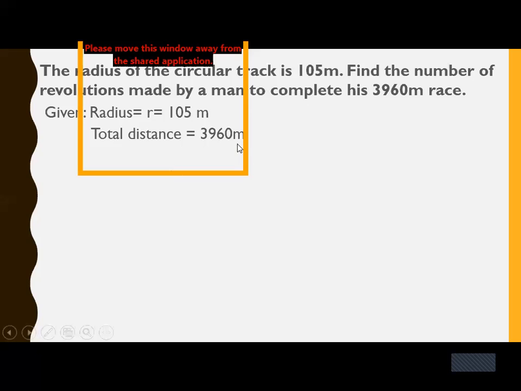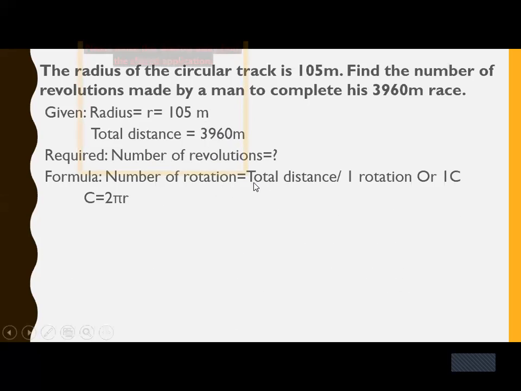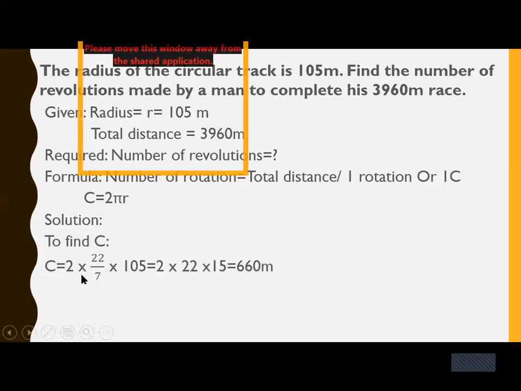Now again both the units are in meters, so there's no need to convert the unit. We have to find the number of revolutions made by a man. Number of revolutions is again the number of rotations. Number of rotations equals total distance upon circumference. Here we have to find the circumference first, so circumference is equal to 660 meters, and number of rotations is equal to total distance upon circumference.